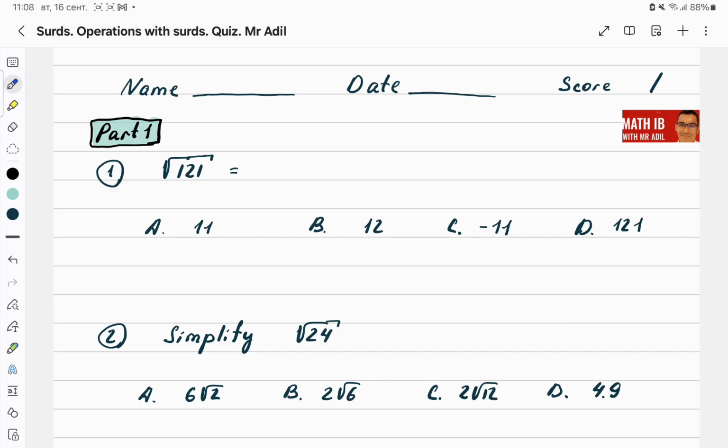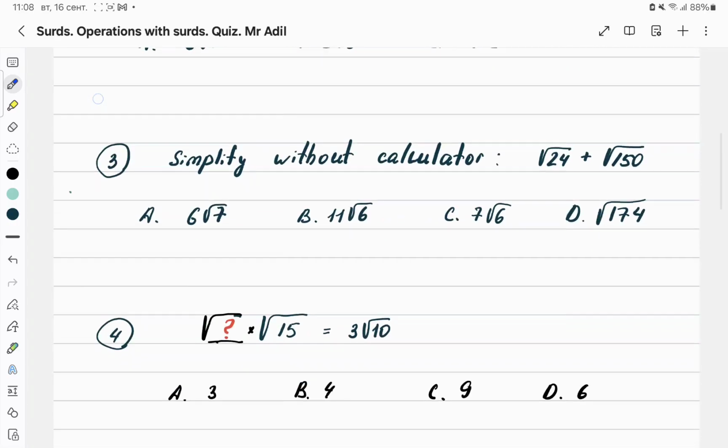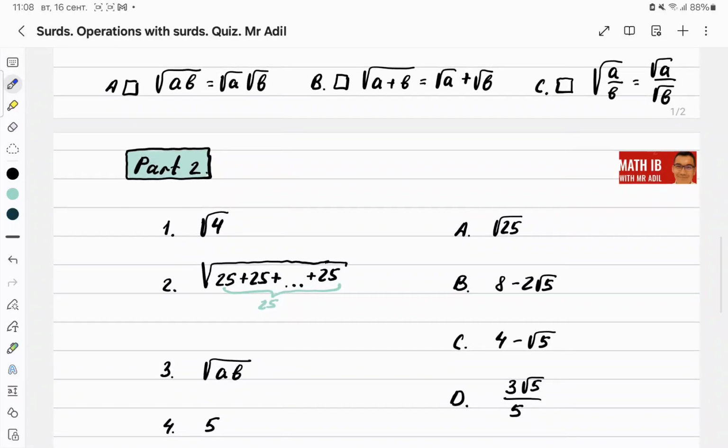Okay, so let's start with part one. There are two parts. The first part is multiple choice questions, 5 questions, and the second part is a matching activity.